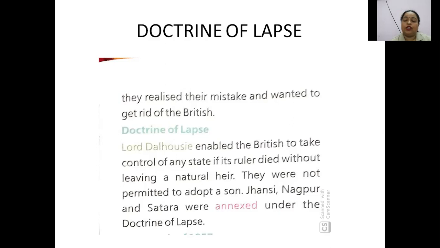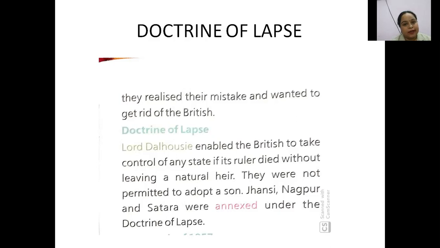So what happened to Rani of Jhansi? Her husband died, and he had no son. So they asked the Britishers if they could adopt a son, because who will become the next king then? So Rani of Jhansi adopted a son. But what did the Britishers do? They did not allow the adopted son of Rani of Jhansi to become the next king. Understood? So what happened in the Doctrine of Lapse?